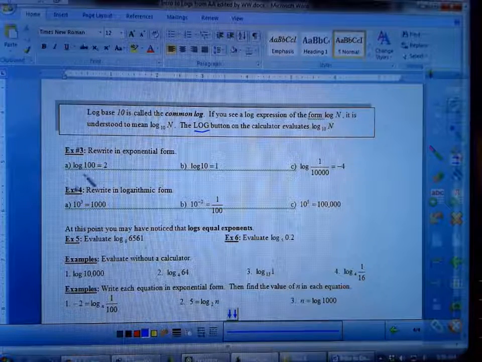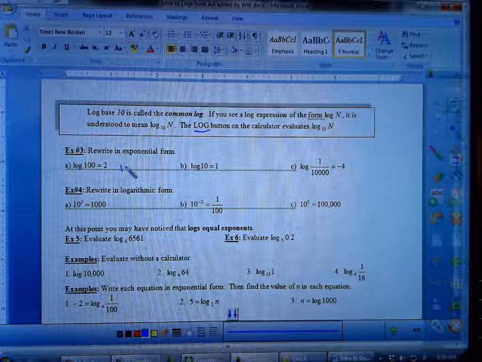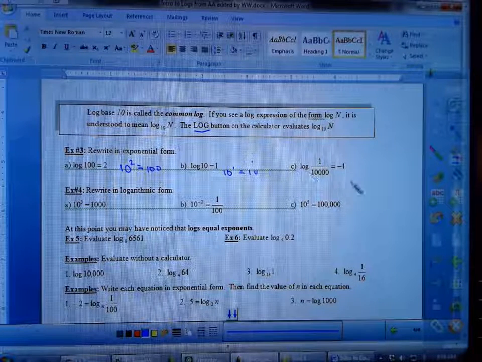Now let's rewrite in exponential form. So this is just 10 squared. Now this one looks weird, but it's still 10 to the negative 4, which is 1 over 10,000.